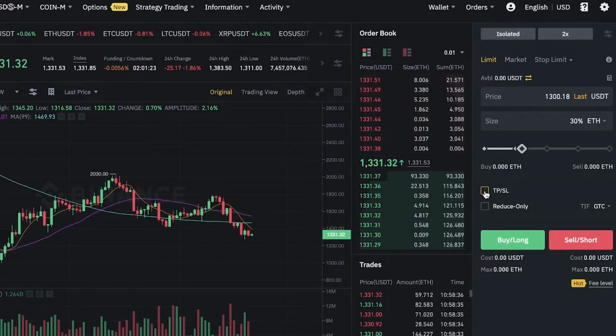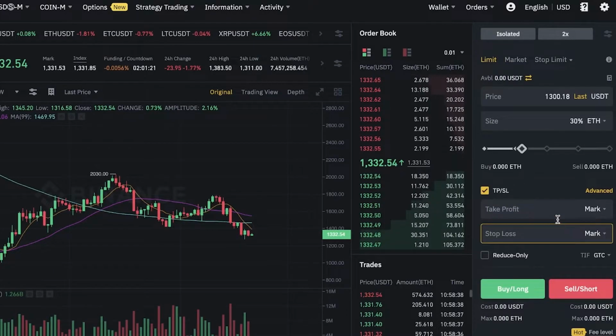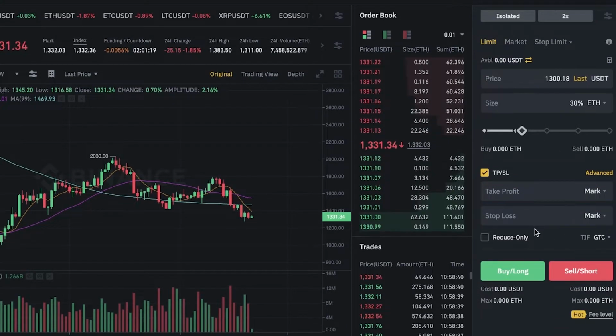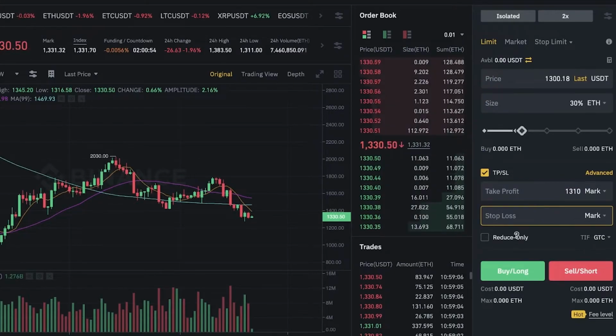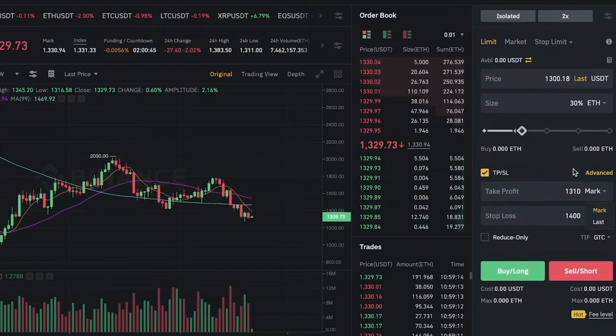And now you can also set take profit or stop loss. Now, what does this mean? Take profit or stop loss is a simple way that you can reduce the risks in a futures trade. Let's say I am selling short, so I expect the price to go down, and I want to take my profits as soon as the price reaches 1300. So as soon as the price reaches 1310, I want to begin taking my profits, and I want to stop my losses as soon as the price goes up to maybe 1400 for Ethereum. This is the specific mark that I want to begin taking my profits or stopping my losses.